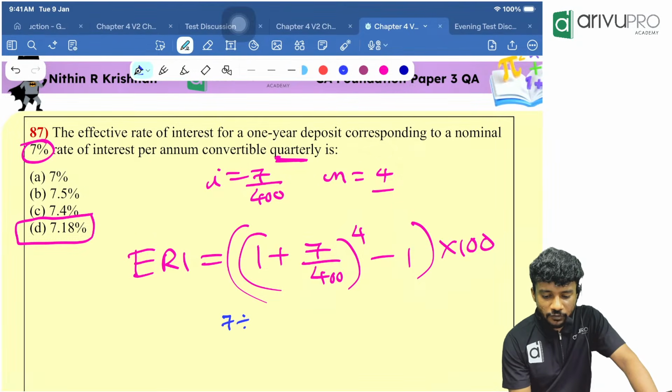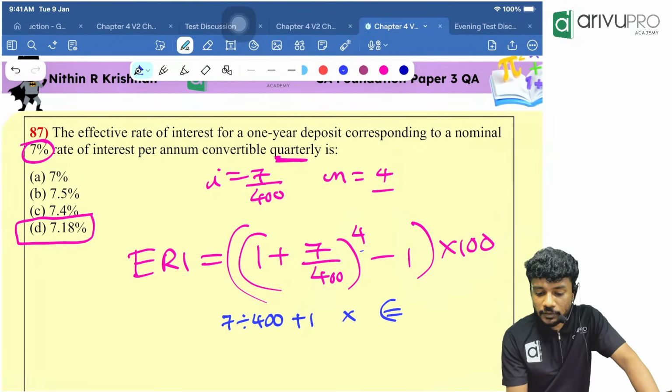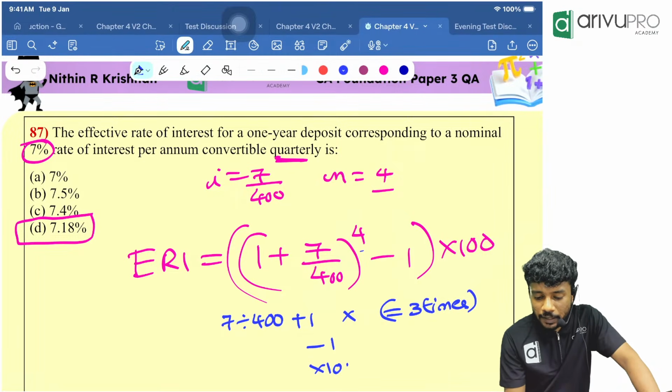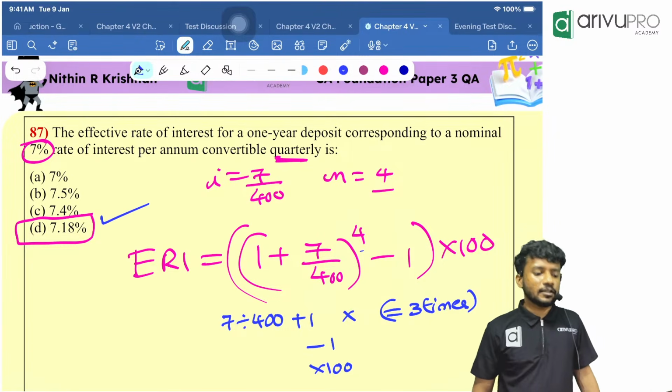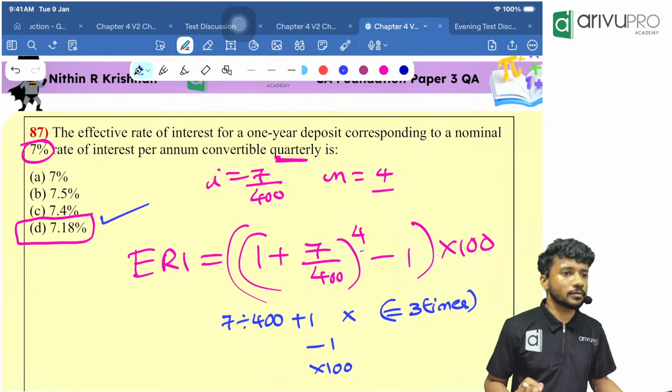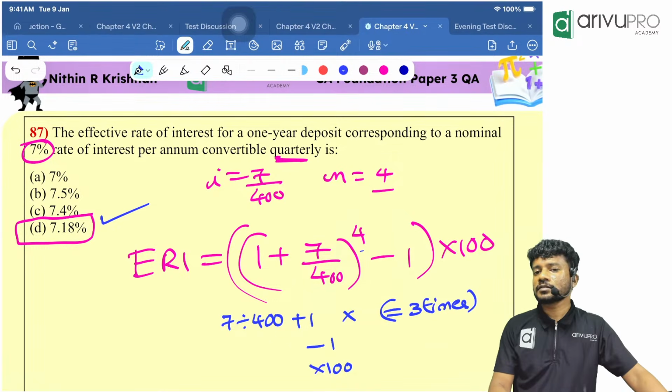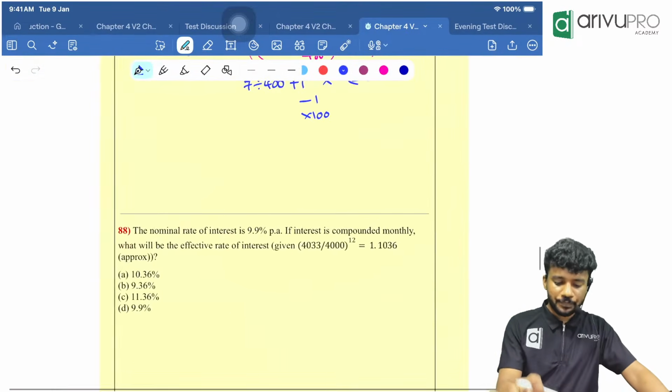How to do it in the calculator? First find 7 divided by 400. Then what? Plus 1. Then into equal to how many times? Power is 4, so 3 times you will click equal to. Then minus 1, multiply it with 100. You are getting how much? 7.185903128 something you are getting. But you will take the 7.18 part.